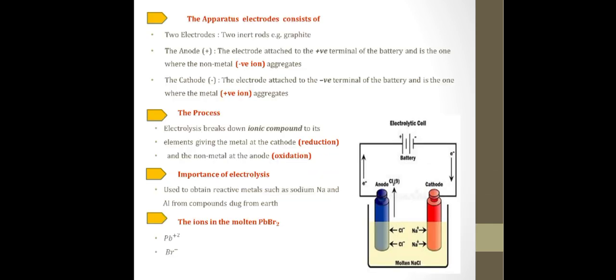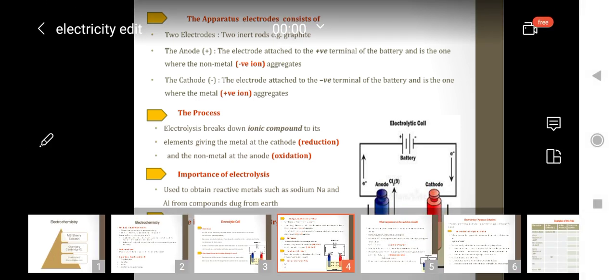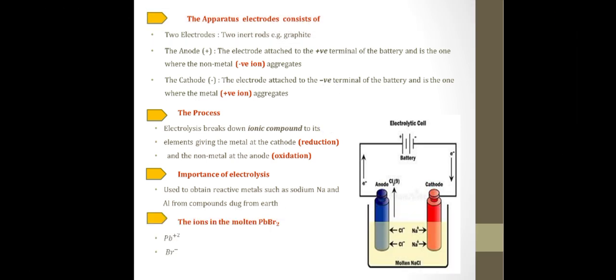Now, the two electrodes of the apparatus are inert, in that they do not take part in the chemical reaction, and they are mostly made of graphite. The first electrode is the anode, and it is the positive electrode because it is the electrode attached to the positive terminal of the battery. Because it is positive, it is the one where the negative ions, the non-metals, aggregate.